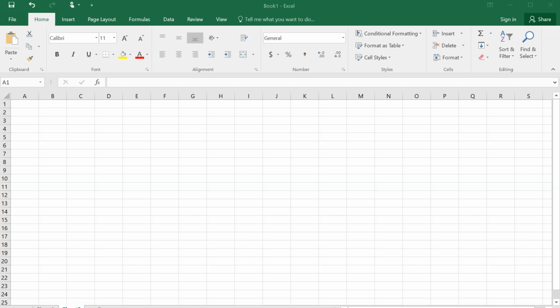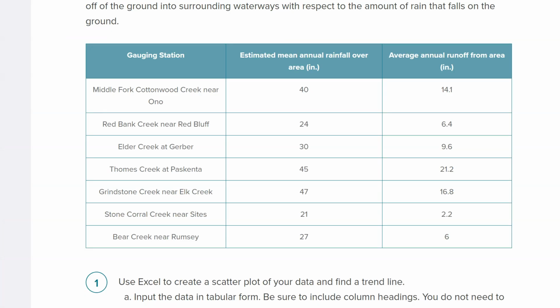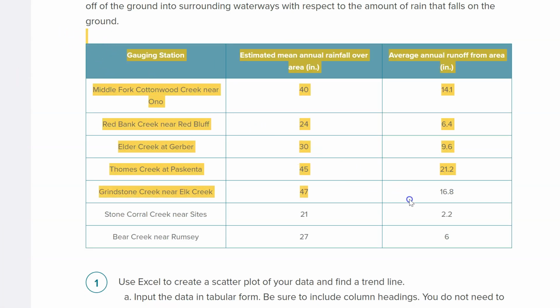I'm going to make a couple of Excel scatter plots with trend lines and R-square values. And I want to show you how to do that using the examples given to us. So first thing I do is go over here and I am going to highlight this data here.